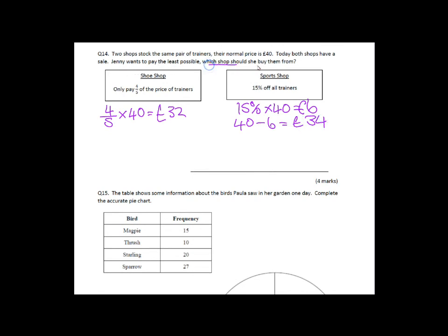So if she wants to pay the least possible, which shop? Then she should buy the shoes from the shoe shop, as they cost £32, which is £2 cheaper than the sports shop. And that's all worth 4 marks.